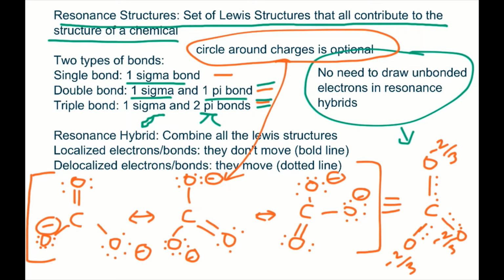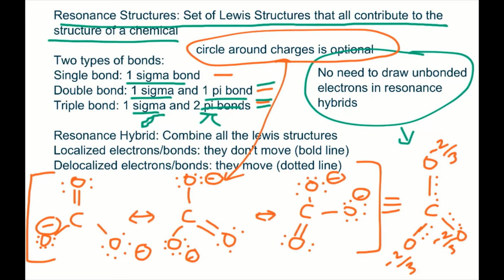Now for a triple bond, there's one sigma bond, which is the red one, and there are two pi bonds, which are the two green lines. So now that you know what pi bonds and sigma bonds are, we'll go into it in further detail in the future. Let's move on to more things about resonance structures.